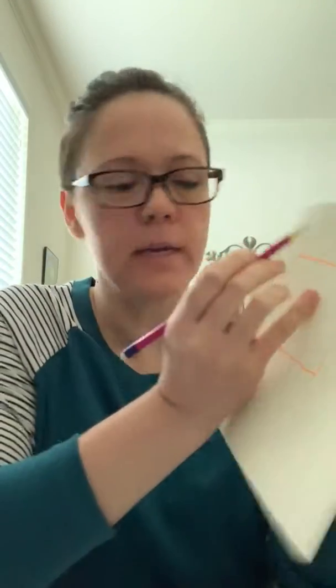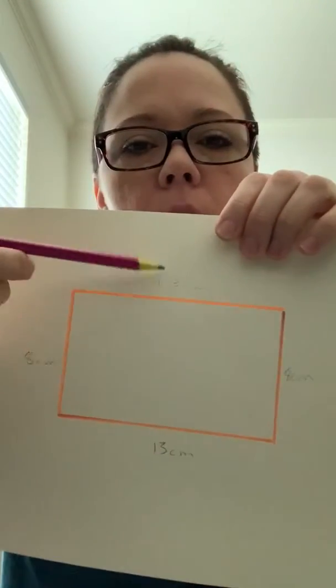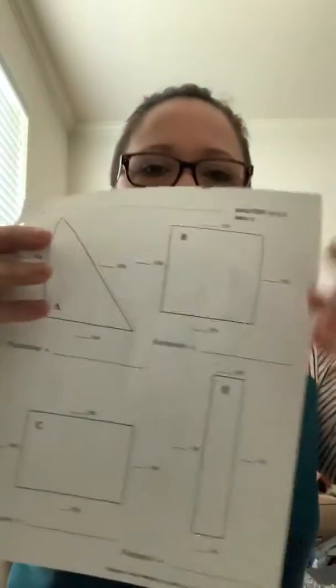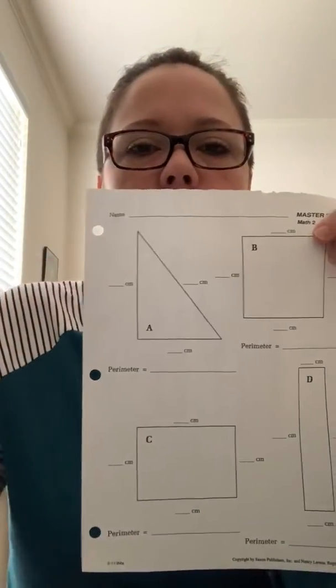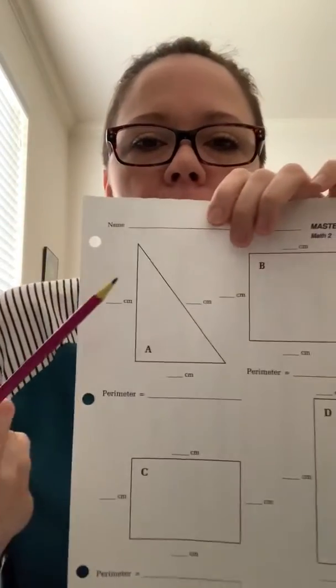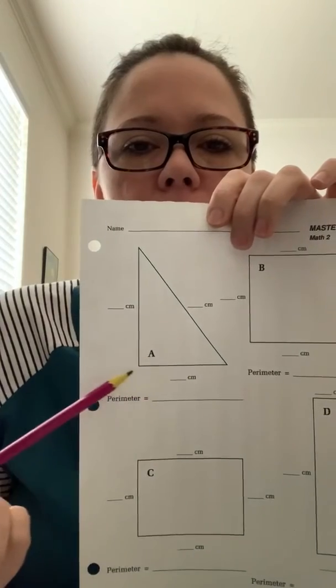Okay. When we're doing this, we could even write 13 centimeters, 8 centimeters, 13 centimeters, and 8 centimeters. We could write that by each side if we wanted to. Okay. I have one of our math papers from our books. It's got 4 shapes on there. To find the perimeter, we're going to measure all of the sides of these shapes.